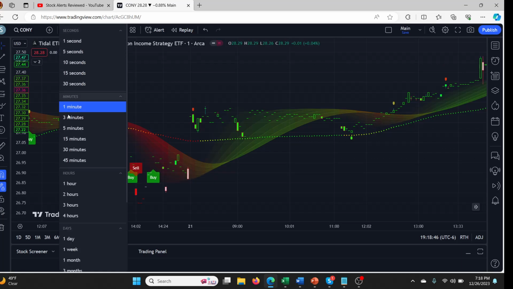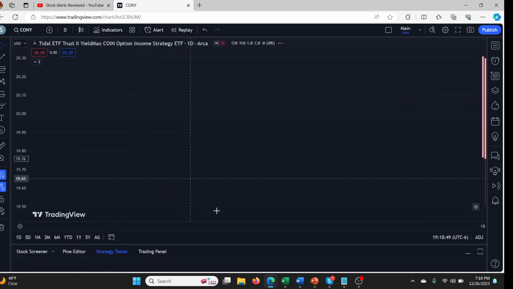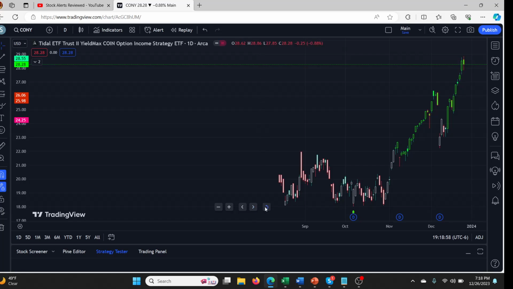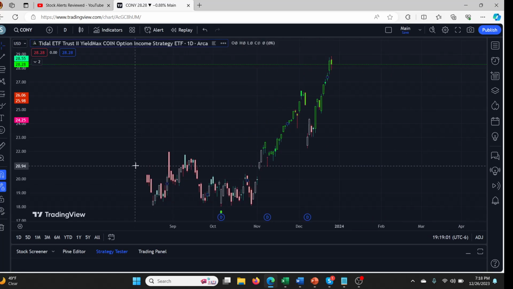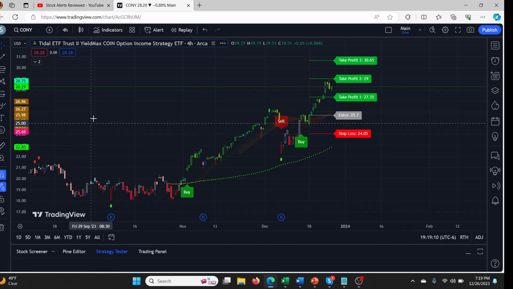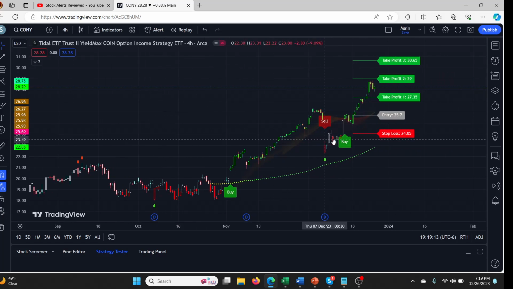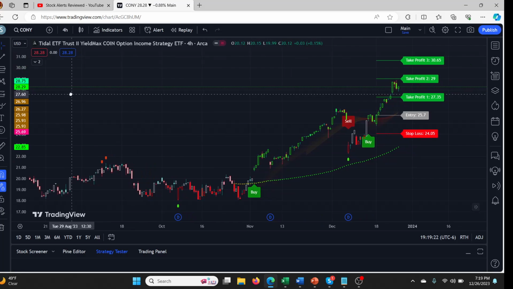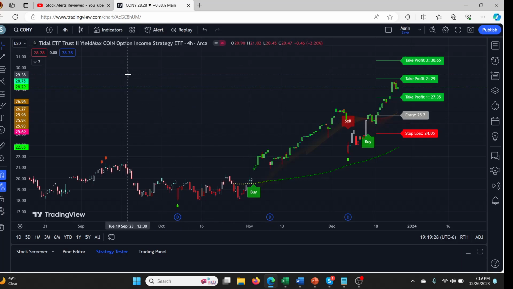I'm just curious what happens if I go to the daily on this thing, just to see what we get. I don't even see any signals on it. Not quite sure what happened. That's weird. What if we drop to the 4 hours? Maybe something's bugging out here. There we go. The 4 hours is pretty nice as well. Again, don't take the sell signals when you're in a strong uptrend like we are at the moment. That's the bottom line.